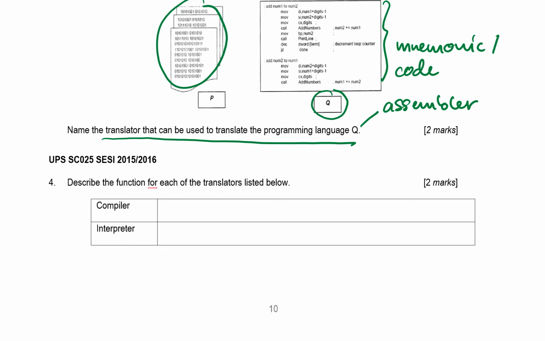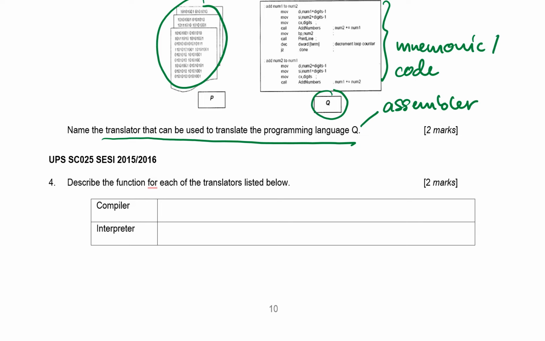Next, number 4. Describe the function for each of the translators listed below. You have to know how to explain the function of compiler, interpreter, and assembler. It is easy for you to remember: you start with a program. A compiler is a program that translates a program statement in high-level language into a machine language.